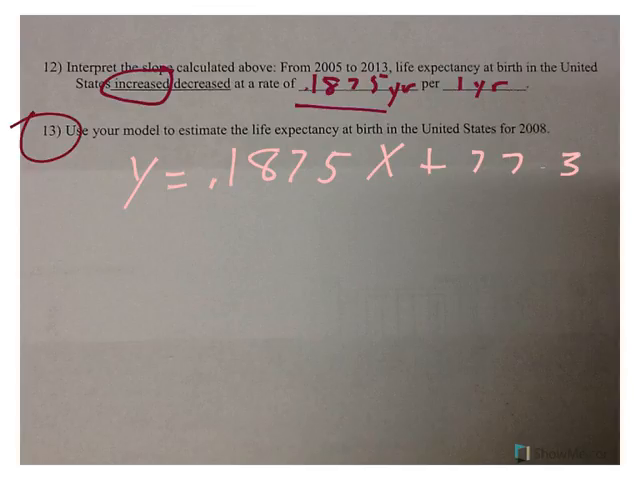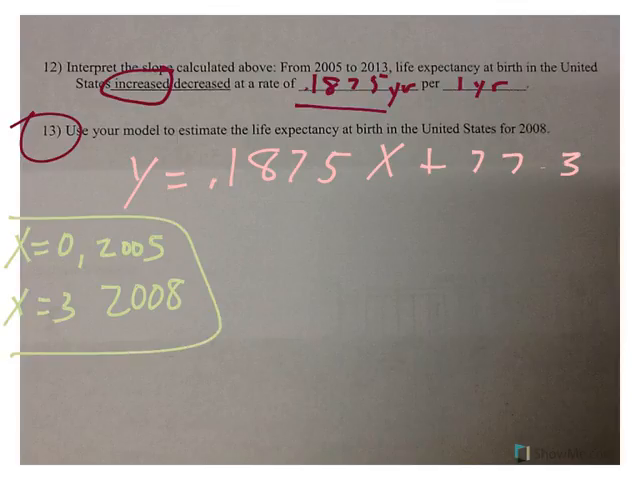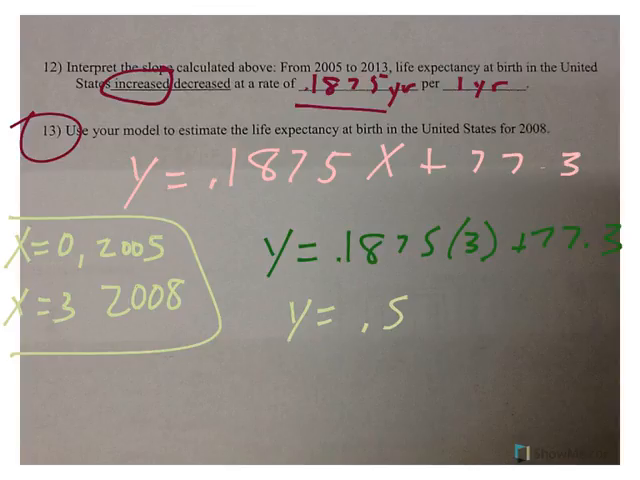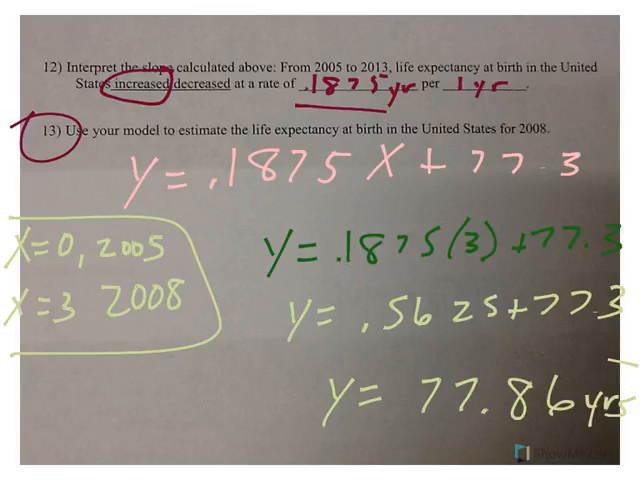All right, let's go to number 13. It says, use your model to estimate life expectancy at birth in 2008. Remember that x equals 0 for 2005, so 2008 is 3 years later, which means x is 3. So we're going to plug that in here: y equals 0.1875 times 3 plus 77.3. When I do that, I get 0.5625 plus 77.3. So my average life expectancy in 2008 would have been 77.86 years. And that is linear modeling.